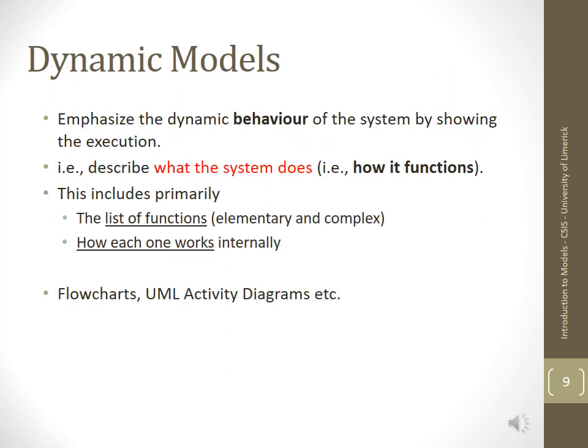Dynamic models look at how the system works within itself, but also with its boundaries. When we look at dynamic models, we also look at inputs that come from outside. We also look at events that the system triggers that link to other systems, for example. And we're looking at what the system does and how it functions. Flowcharts and UML activity diagrams would be based on this.